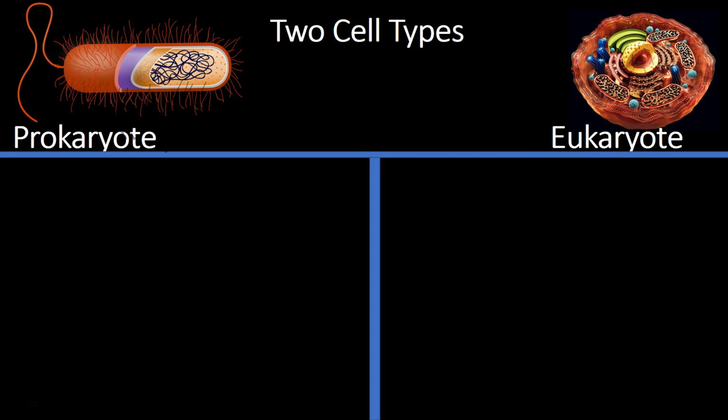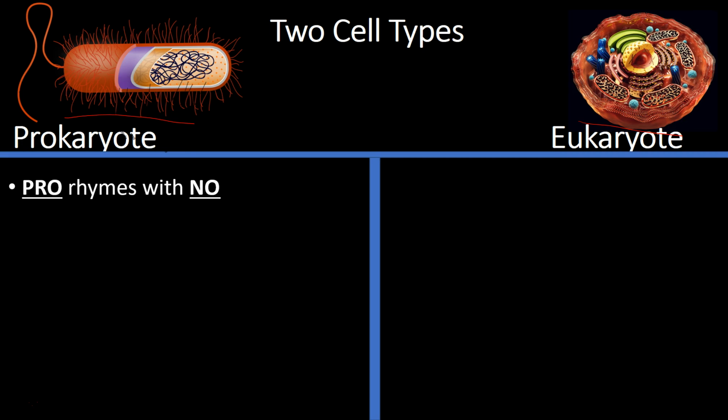So if you take a look at these two pictures, to the left we have the prokaryote, and to the right we have our eukaryote. And if I were to ask you which one looks more complex, which one looks like it has more stuff going on inside of it, it would be the eukaryote. Okay, so eukaryotes are far more complex than a prokaryote. Let's go over what prokaryotes are.